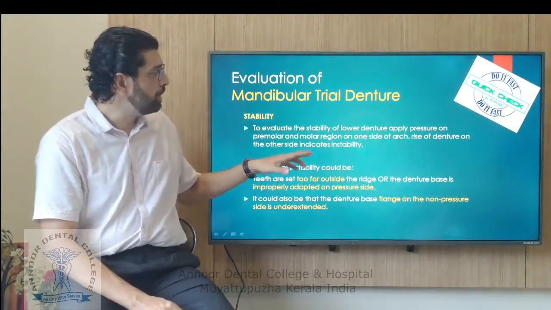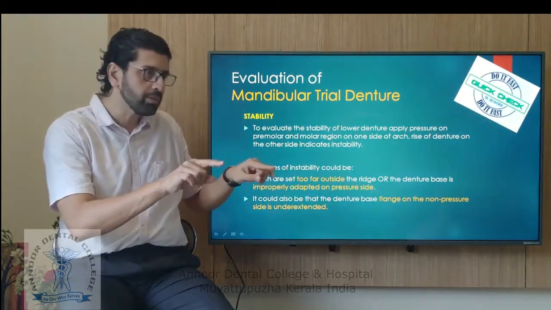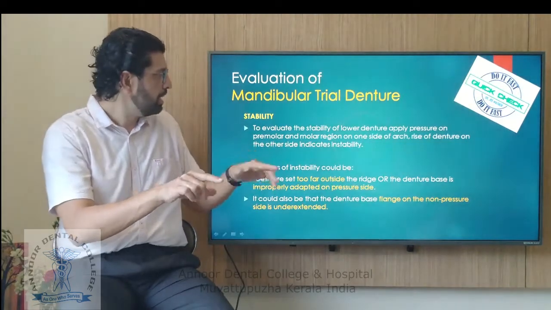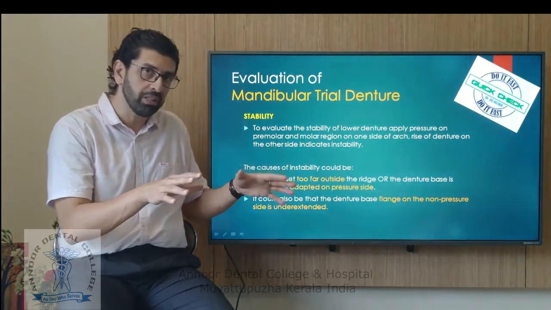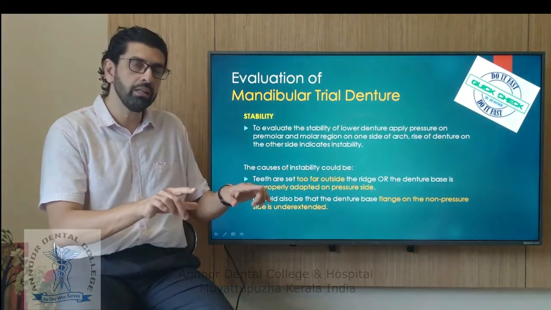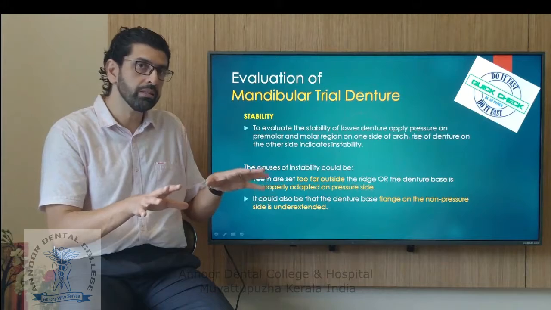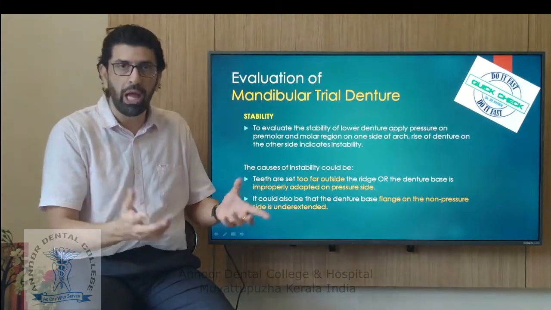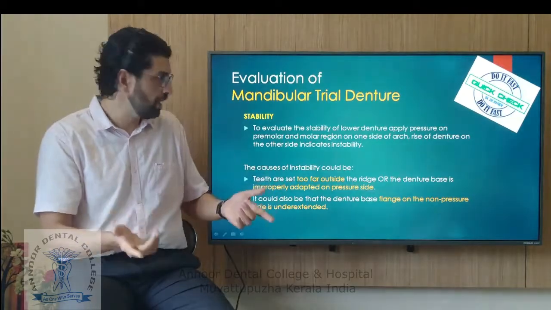To evaluate the stability, you're going to apply pressure on the premolar section on one side and see if the other side is rising up, okay? If it's rising up, it denotes instability. I presume that you would have checked this already in your jaw relation. You can check it again here, just in case there are some issues with the teeth, or some warpage that happened with your denture base, but you can just check it, okay?